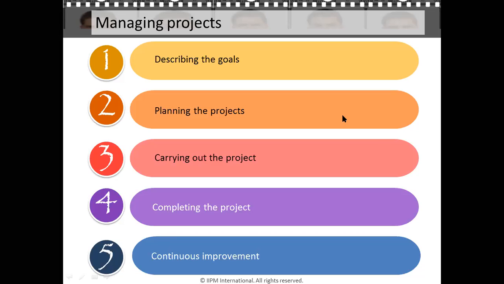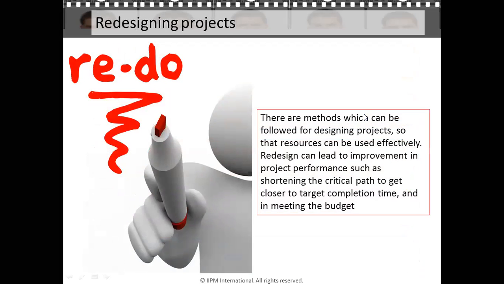Managing projects. Number one, describe the goals. Number two, plan the project. Number three, carry out or implement the project activities. Number four, complete the project. And number five, improve on project delivery. Continuous improvement. Redesigning projects.